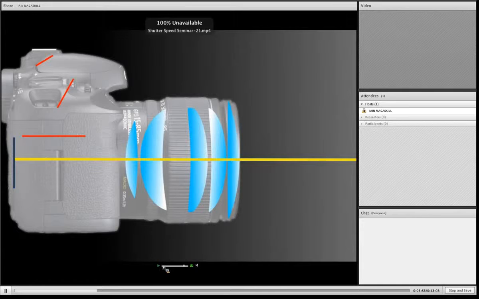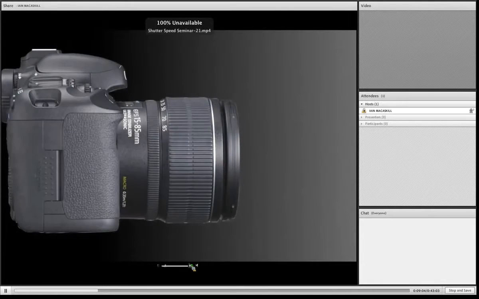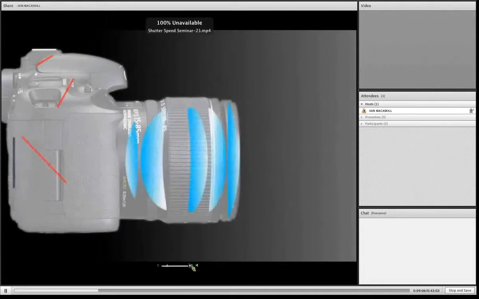Then, as soon as the exposing is over, the mirror goes back to its first position, waiting for you to take the next photograph. And that's why it's called a single lens reflex camera.